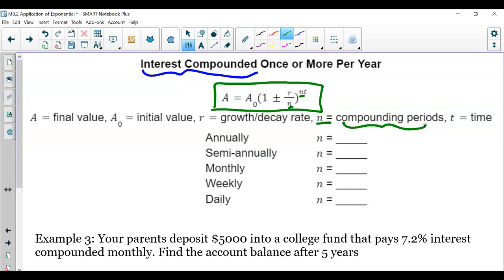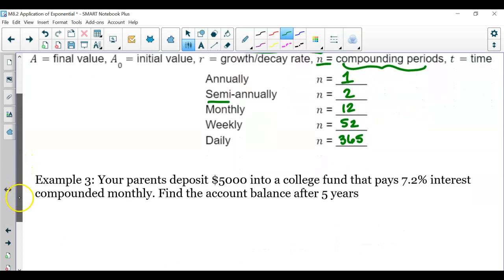So each of these represent different values. Annually, like your birthday is annual, so it only happens one time per year. Semi-annually means n is going to equal 2. Monthly, well, how many months are in the year? 12. Weekly, how many weeks are in the year? 52. Daily, how many days are in the year? 365. So these are the values here if you are compounding that amount per year.